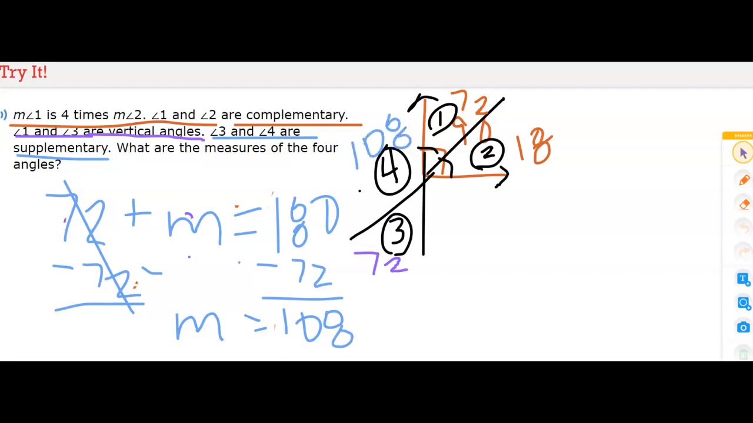So it says, what are the 4 measures? And our 4 measures are 72, 18, 72, and 108.